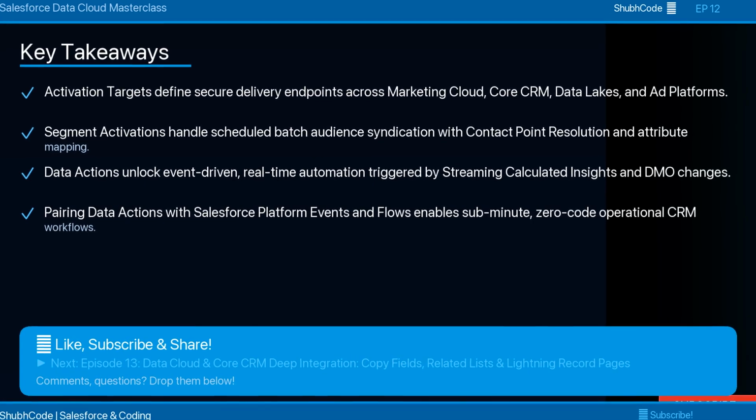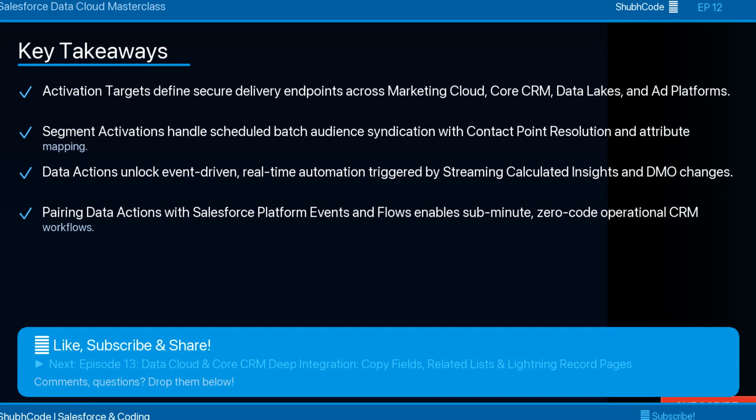Alright, let's wrap up. Here are the key things to remember. Activation targets define secure delivery endpoints across Marketing Cloud, core CRM, data lakes, and ad platforms. Segment activations handle scheduled batch audience syndication with contact point resolution and attribute mapping. Data actions unlock event-driven, real-time automation triggered by streaming calculated insights and DMO changes. Pairing data actions with Salesforce platform events and flows enables sub-minute, zero-code operational CRM workflows.